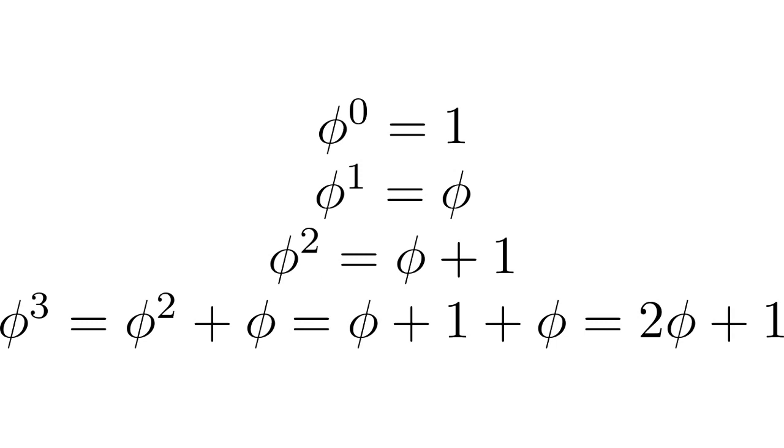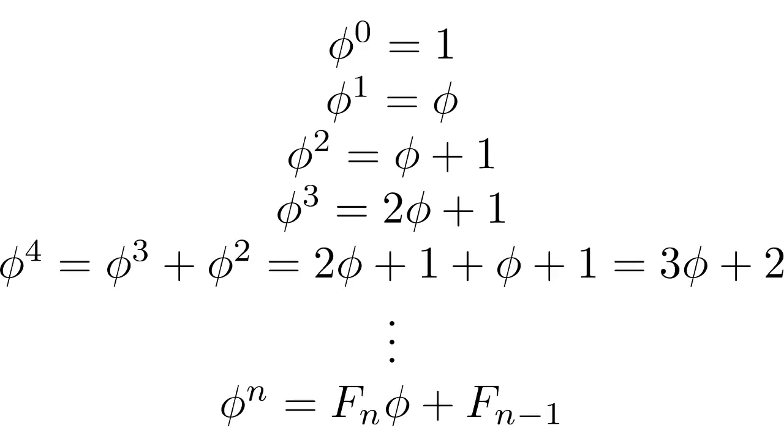Now let's look at the powers of the golden ratio. We know phi to the power of 0 equals 1, and phi to the power of 1 equals phi. We also saw phi squared equals phi plus 1. Now let's say we want to calculate phi cubed. We multiply the equation phi squared equals phi plus 1 by phi to give phi cubed equals phi squared plus phi. Now we know phi squared equals phi plus 1, so we get phi cubed equals 2 phi plus 1.